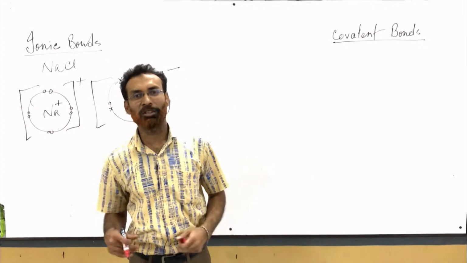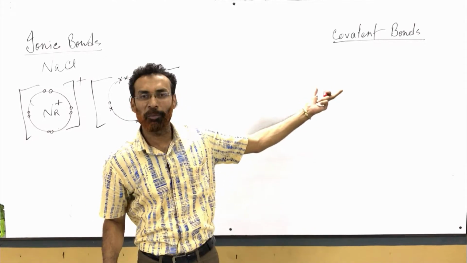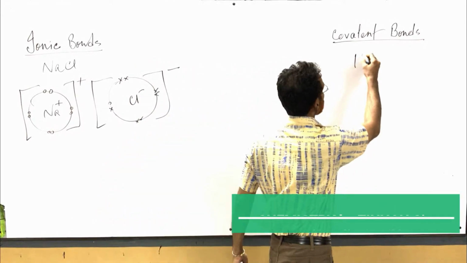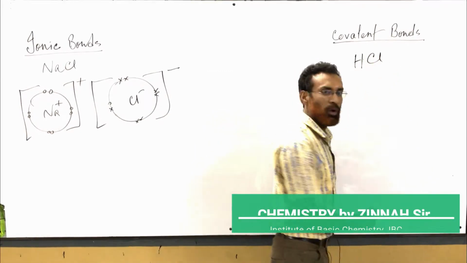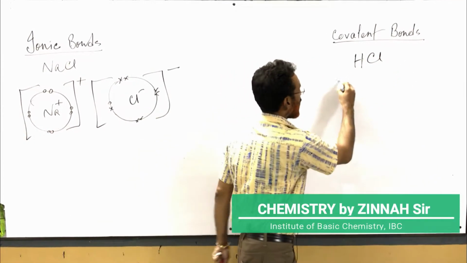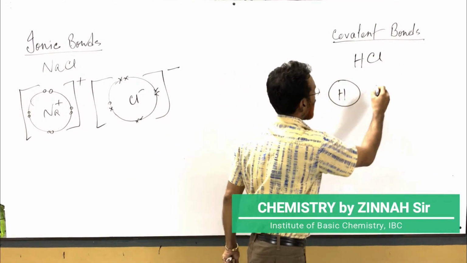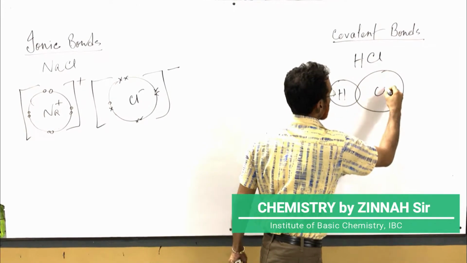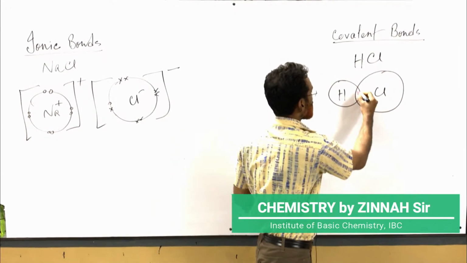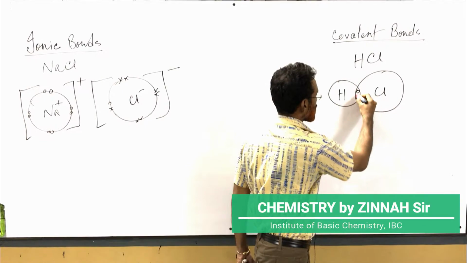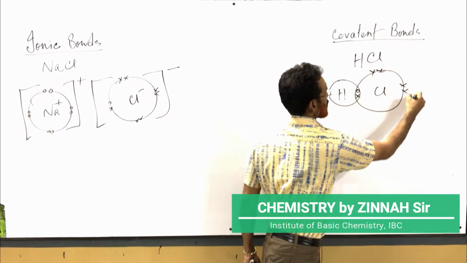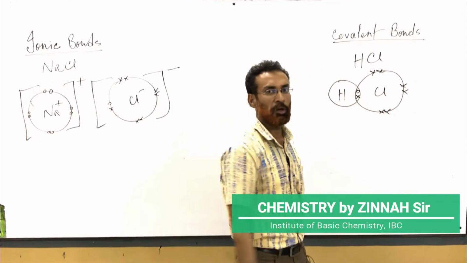And now we see the dot and cross diagram for covalent bonds. I show you the simplest one, which is hydrogen chloride. Here is a hydrogen atom, and this is a little bigger chlorine atom. Hydrogen is dot and chlorine is cross. Chlorine has more electrons. Here is the dot and cross diagram.